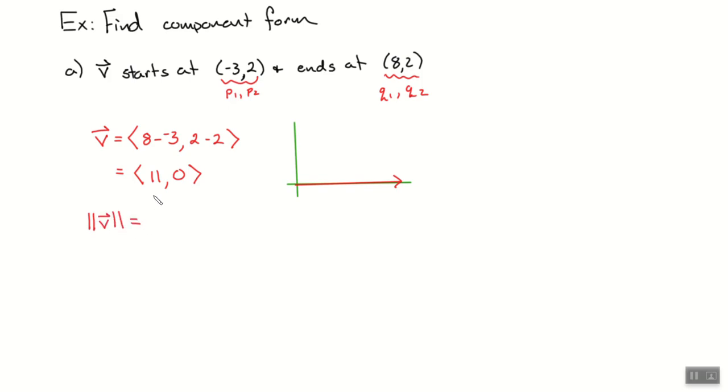If we want to find the magnitude, now that we have this, it's super easy. It's the square root of this first term, 11 squared, plus the second term, 0 squared. And it's obvious when we look at the picture, because it's just a horizontal line, but this thing is going to wind up having a magnitude of 11 units.